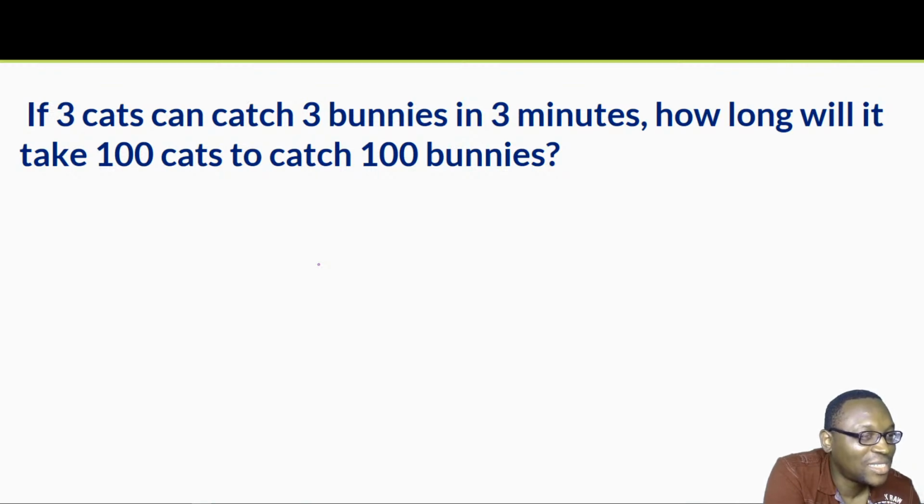So it's 3 cats, 3 bunnies in 3 minutes. So one cat actually, remember that they are working on their own. They're not working together. So a cat is catching a bunny in 3 minutes. 3 cats will catch 3 bunnies in 3 minutes. And so therefore, 100 cats will catch 100 bunnies in 3 minutes because it takes the same time for 1 cat to catch a bunny. So that's just the logic behind it.